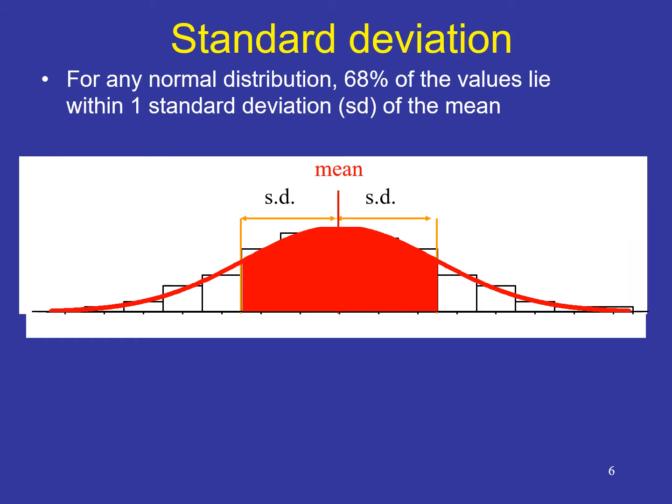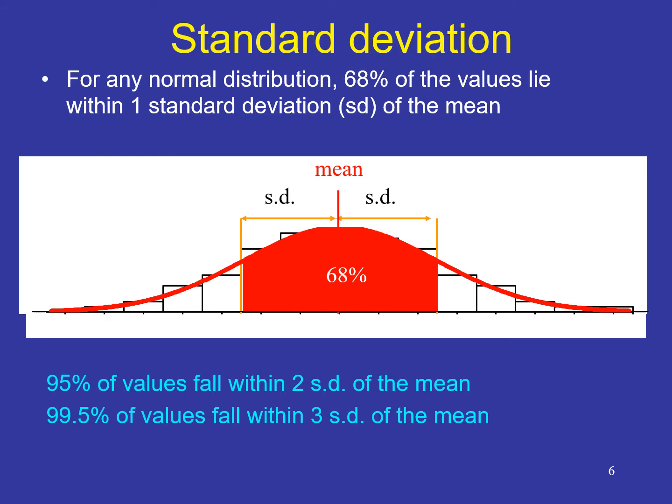Now let's consider what the standard deviation tells us in a normal distribution. Well, what we find is that for any normal distribution, 68% of our values lie within one standard deviation of the mean. Furthermore, 95% of values fall within 2 standard deviations of the mean, and roughly 99.5% of values fall within 3 standard deviations of the mean.